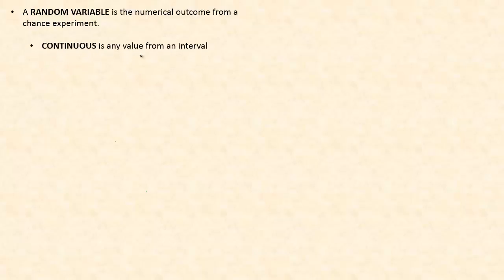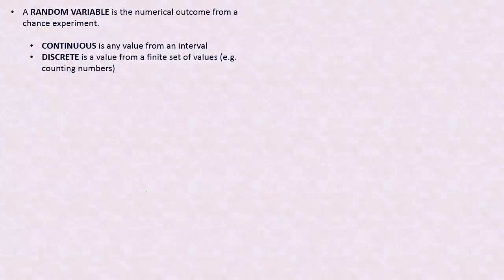Continuous is any value from an interval. So our interval may only be from 0 to 1, but there's an infinite number of values in that range. There's all the fractions, all the irrational numbers, and so on. Discrete is a value from a finite set of values. Actually, that's not quite true. We've got the counting numbers listed here, and that's actually an infinite set, but the point is that you can only take certain values, and it's usually just whole numbers, or integers we should say.